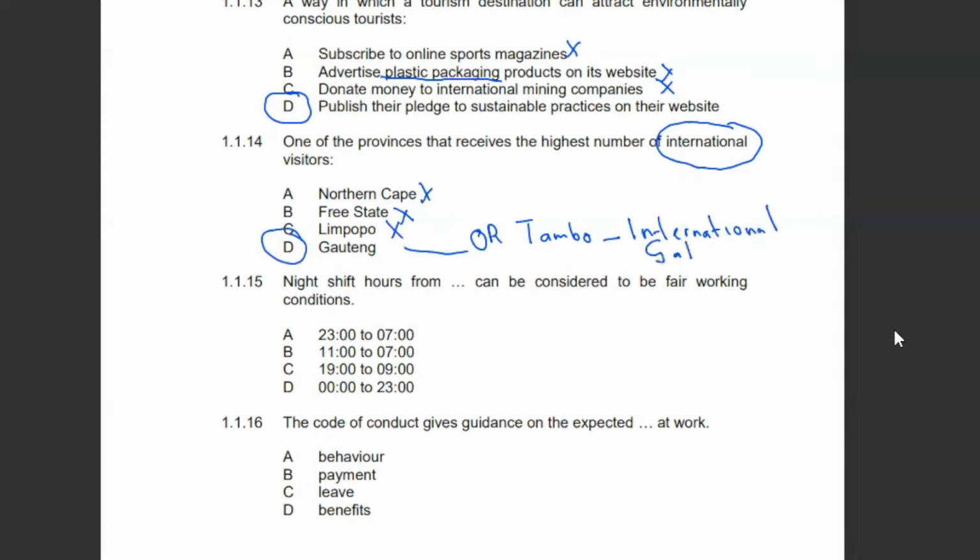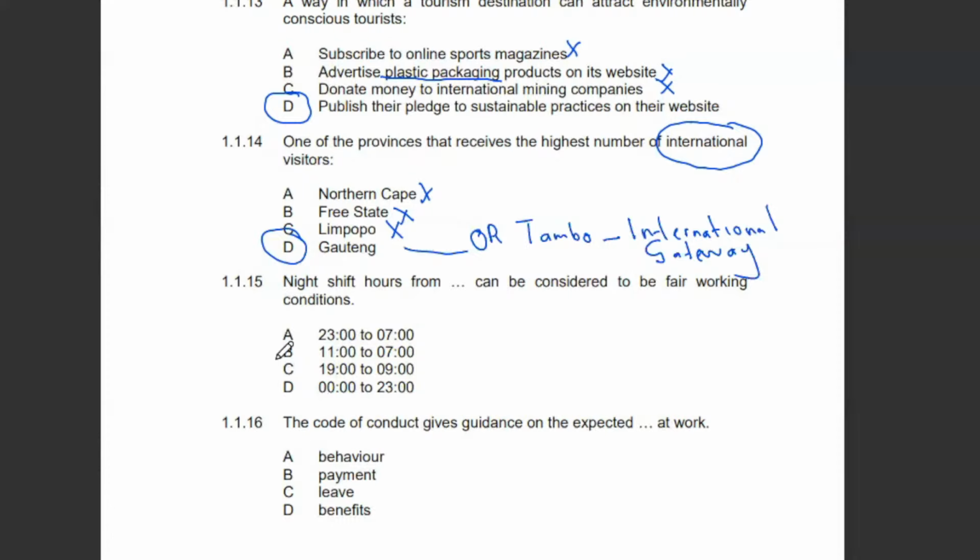What do we mean by that? We simply mean that several tourists actually use OR Tambo as their port of entry into South Africa and out of South Africa. So OR Tambo International Airport is actually located in Gauteng. So Gauteng will be our correct answer simply because it houses OR Tambo International Airport. Several tourists arrive in South Africa through the OR Tambo International Airport.